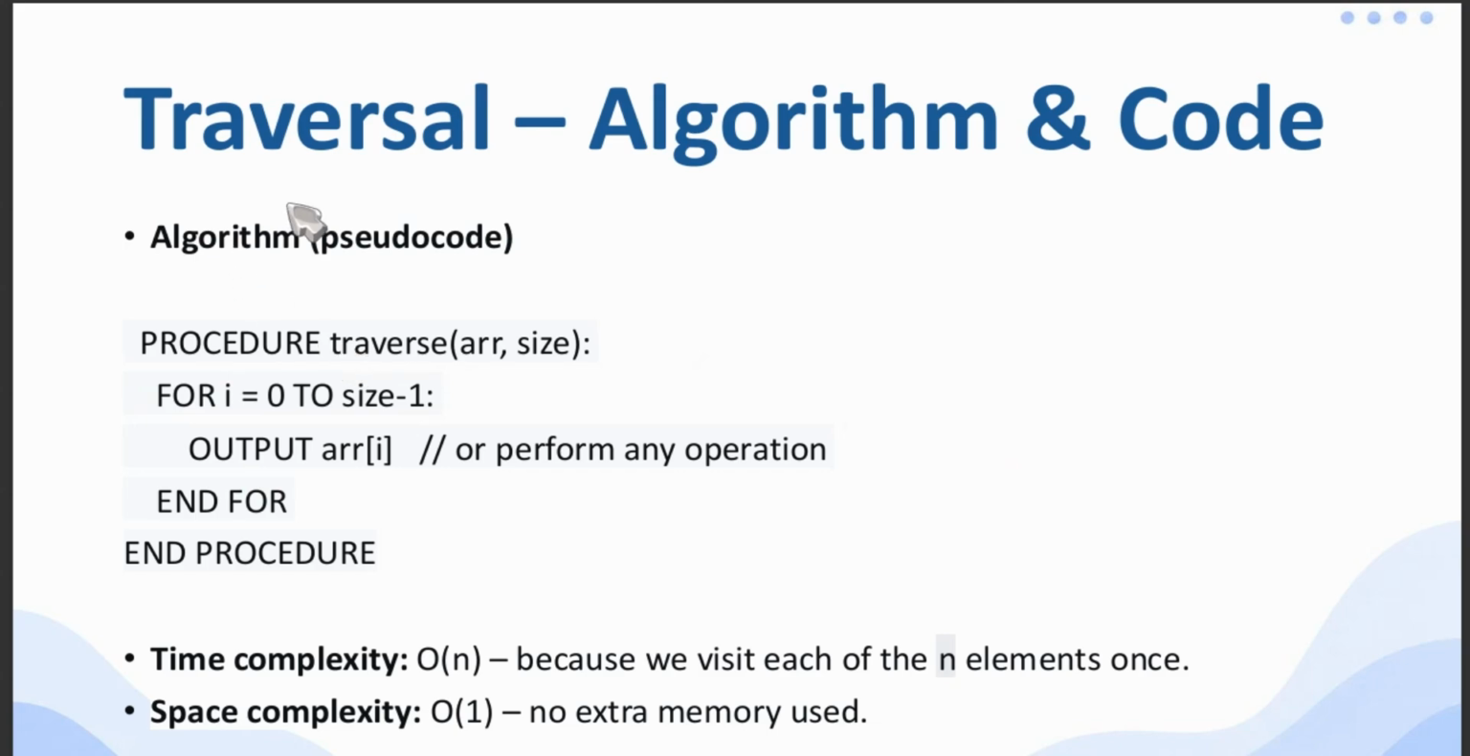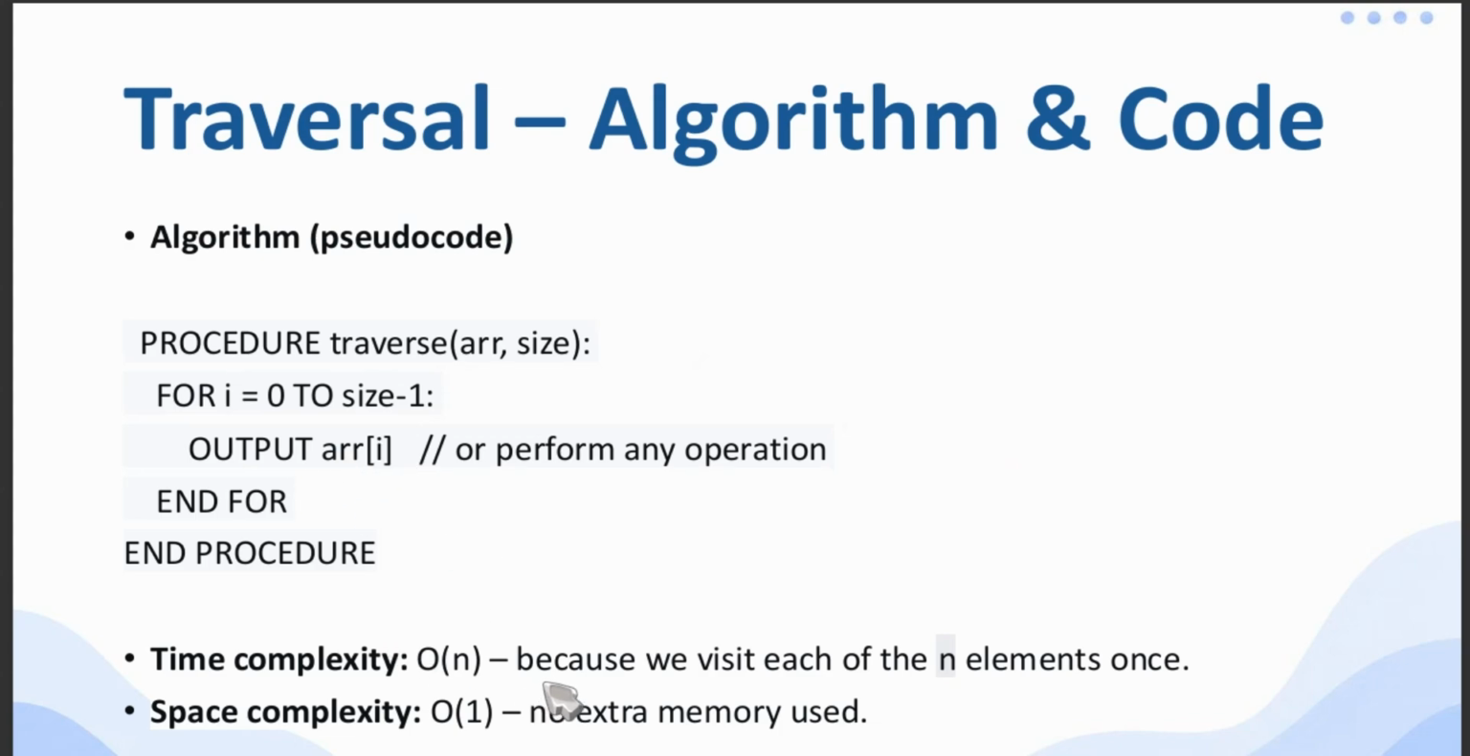Here's the algorithm pseudocode. For i equals 0, where i means the index, to size - 1, which is the last element, output array[i]. Array is the name we have given, and i is the index.